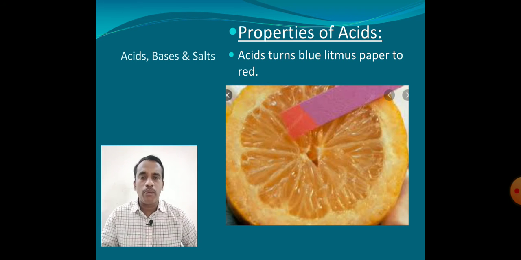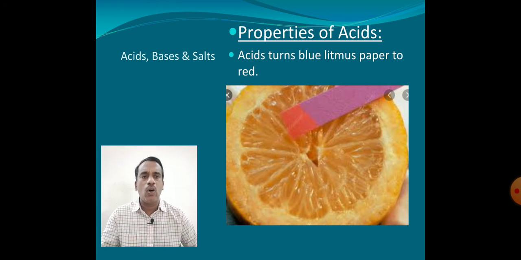So here we can observe with an indicator. This indicator is a blue litmus paper that is going to turn into red color in the presence of the acid. So this is a simple technique to find out whether the compound is an acid or not. What is the point? Acids turn blue litmus paper into red color.